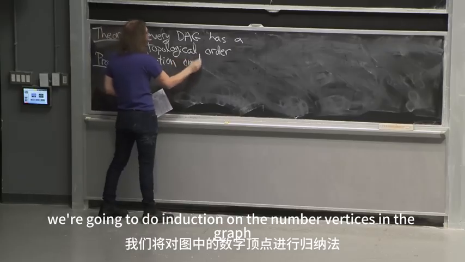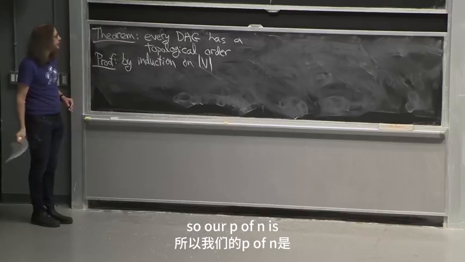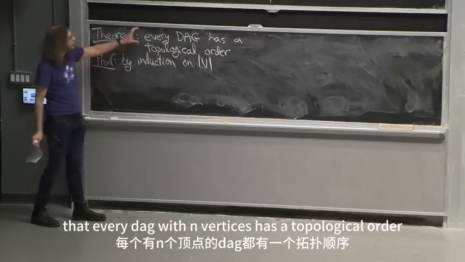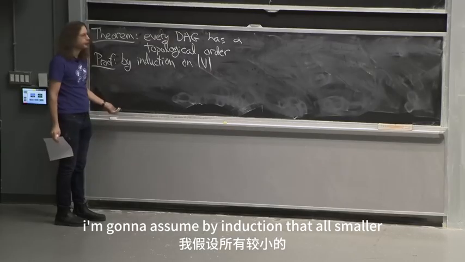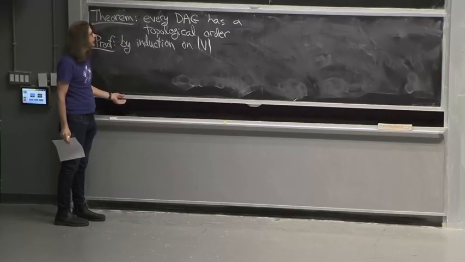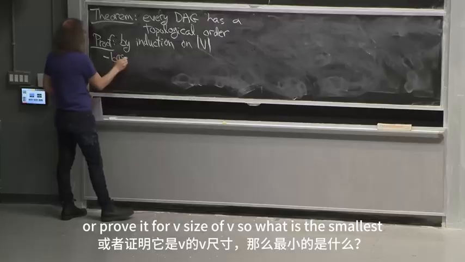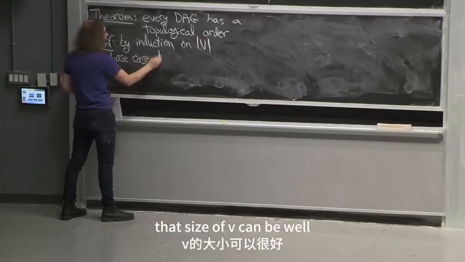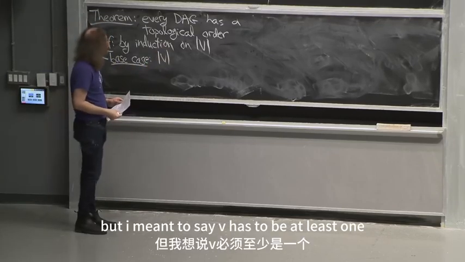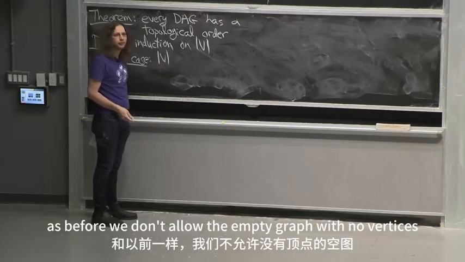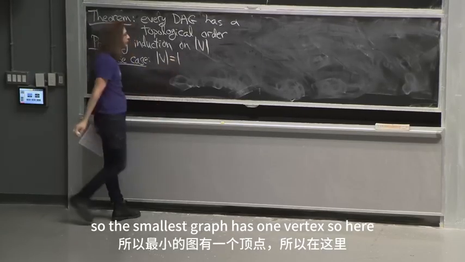So we're going to do induction on the number of vertices in the graph, which is how we normally do it. So our P of n is that every DAG with n vertices has a topological order. We're going to assume by induction that all smaller n have this property and prove it for n, or prove it for size of V. So what is the smallest that size of V can be? Well, I didn't put it in the definition, but I meant to say V has to be at least 1, as before. We don't allow the empty graph with no vertices. You have to have at least one vertex. So the smallest graph has one vertex.